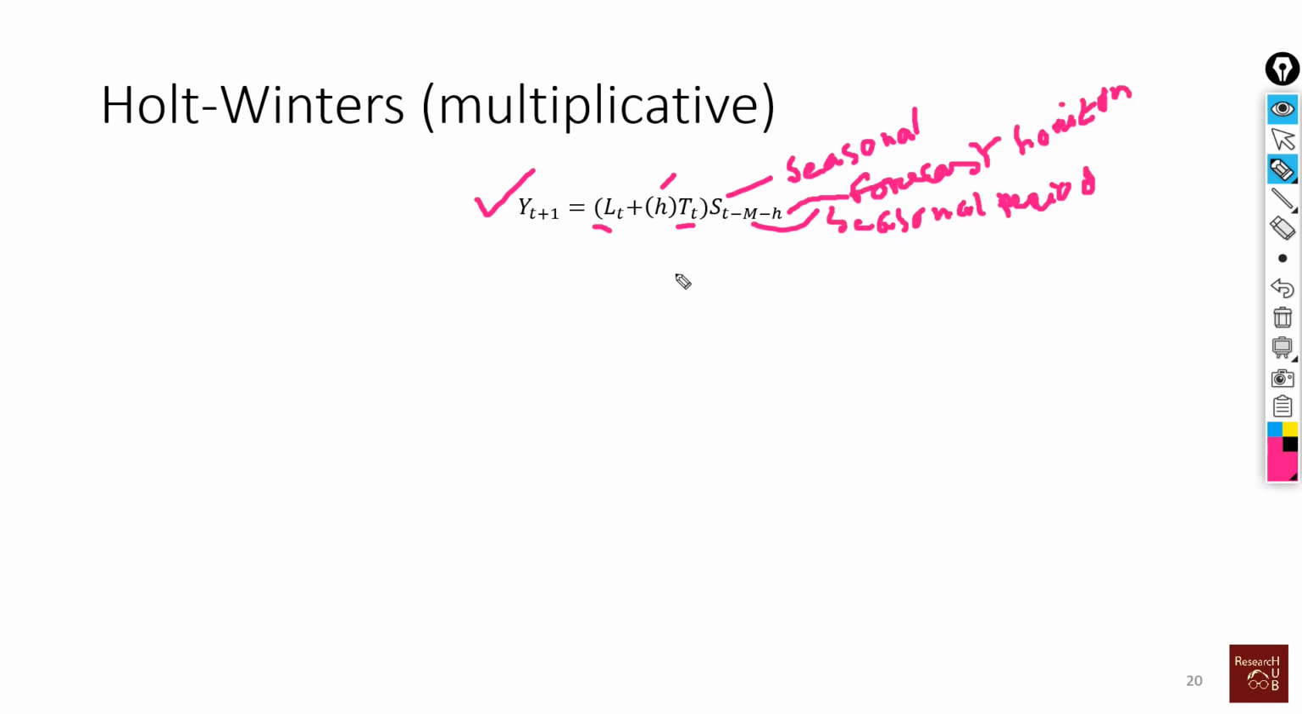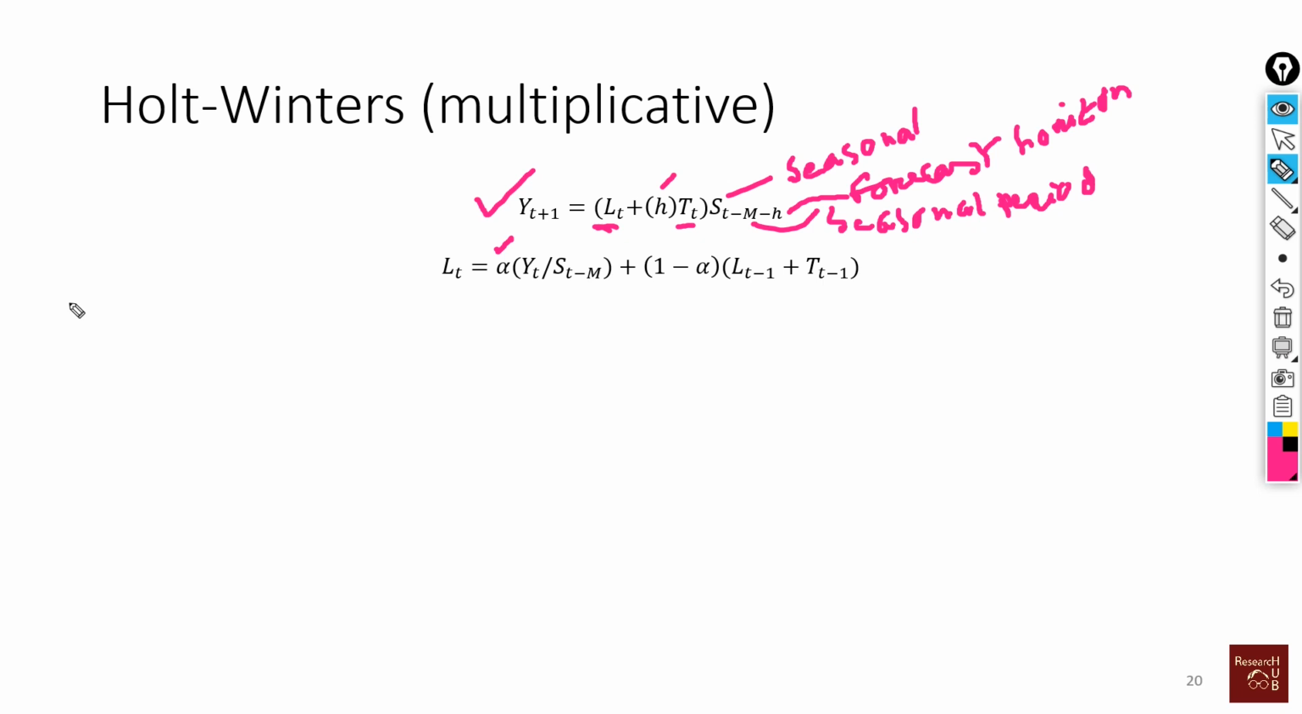Now again, as we have seen earlier, we will have three different equations for these three terms: for level, for trend, and for the seasonal component. First, let's have a look at the level equation. What we're doing is more or less in the same format as before. We have this parameter alpha and we multiply it with y_t divided by S_{t-m}, where m is the seasonal period.